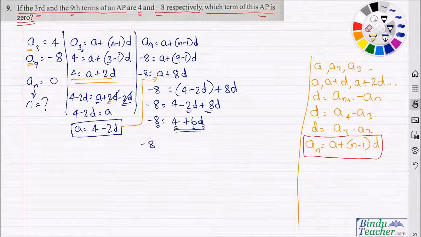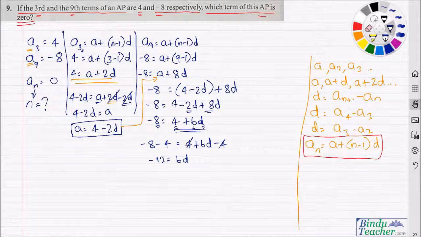So I'll write minus 8 equals 4 plus 6d. Since I want to remove plus 4, I will add a minus 4. Now whatever I do on the right hand side of the equation, I will do it on the left hand side of the equation. So plus 4 and minus 4 cancel out each other. We have minus 12 equals 6d.